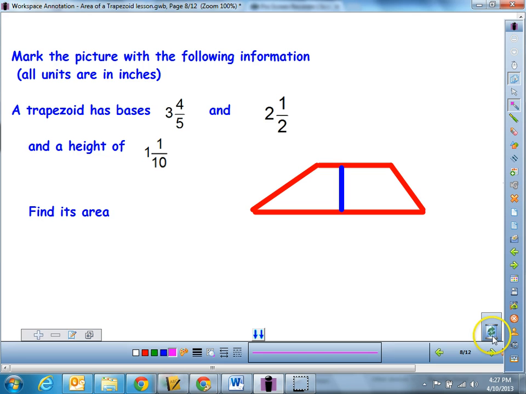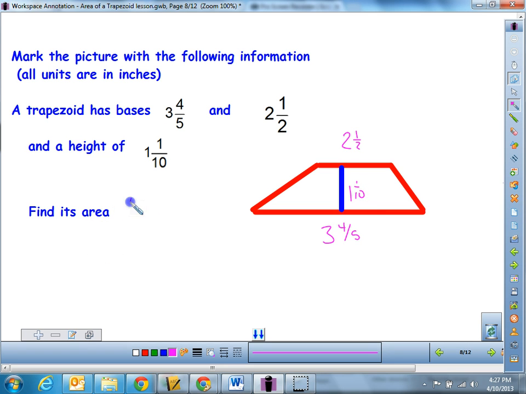All right, let's look at this. Mark the picture with the following information. A trapezoid has bases 3 4/5 and 2 1/2, and then a height of 1 1/10. Find its area. So again, here's where we're going to have our 2 1/2, because that's smaller than this. 3 4/5 will go down here. And then our height has to be this blue line, so 1 1/10.